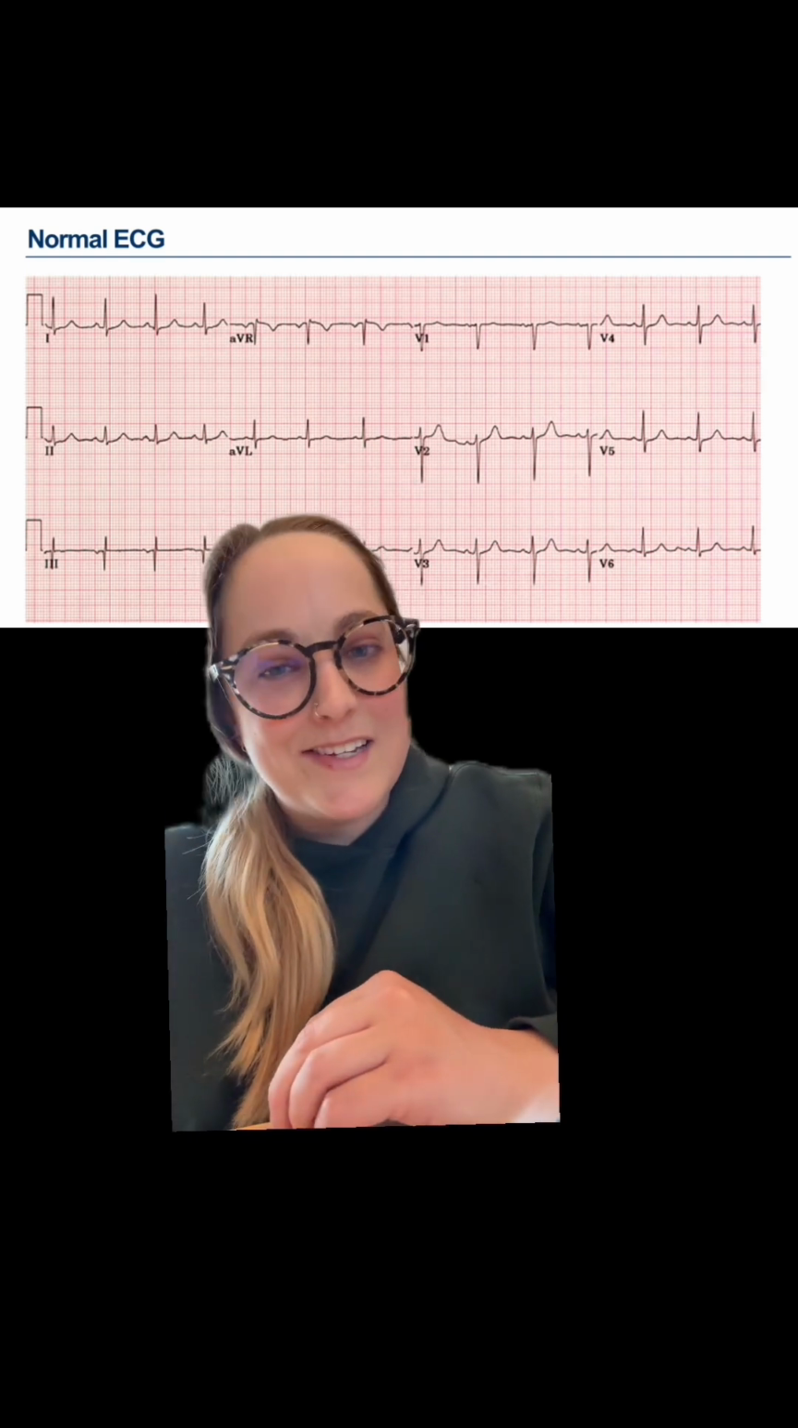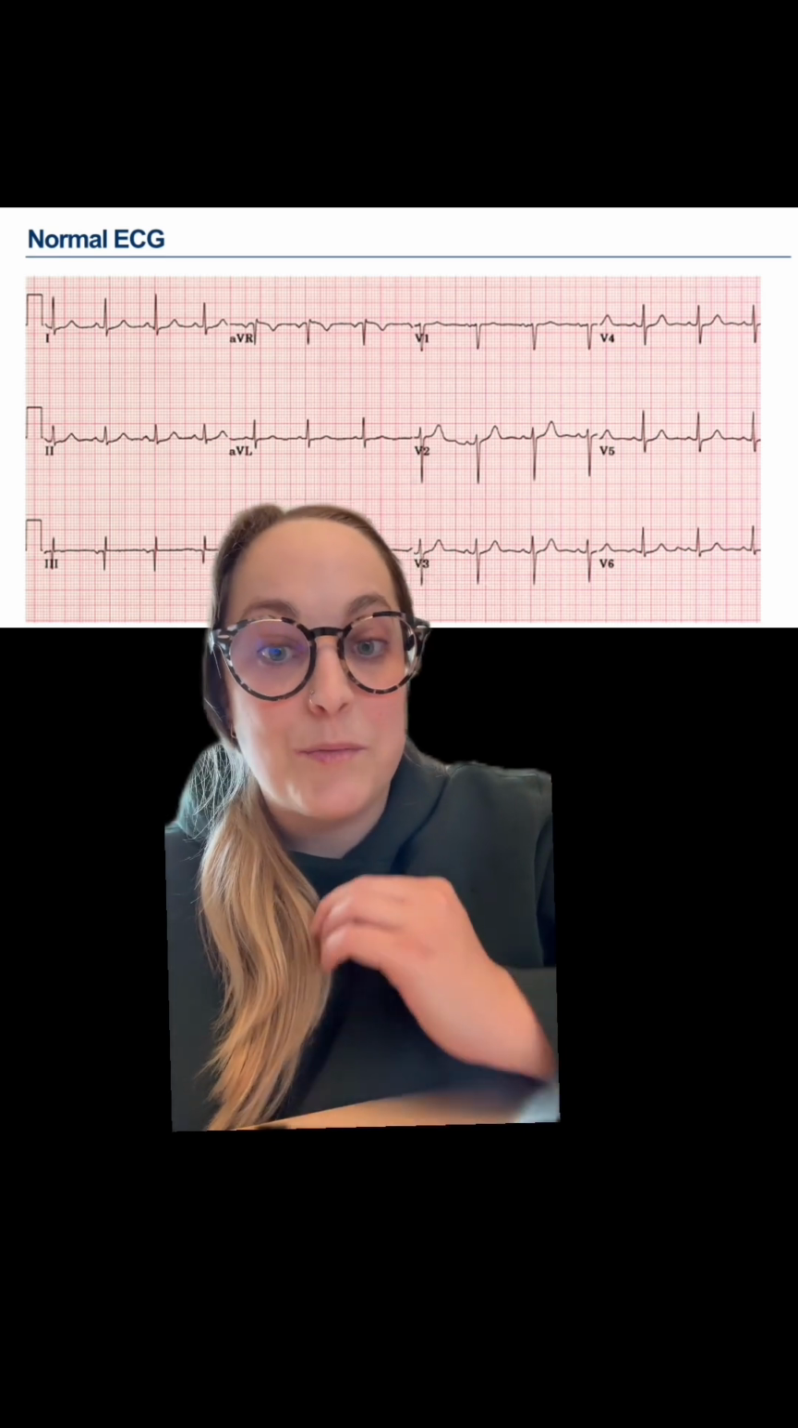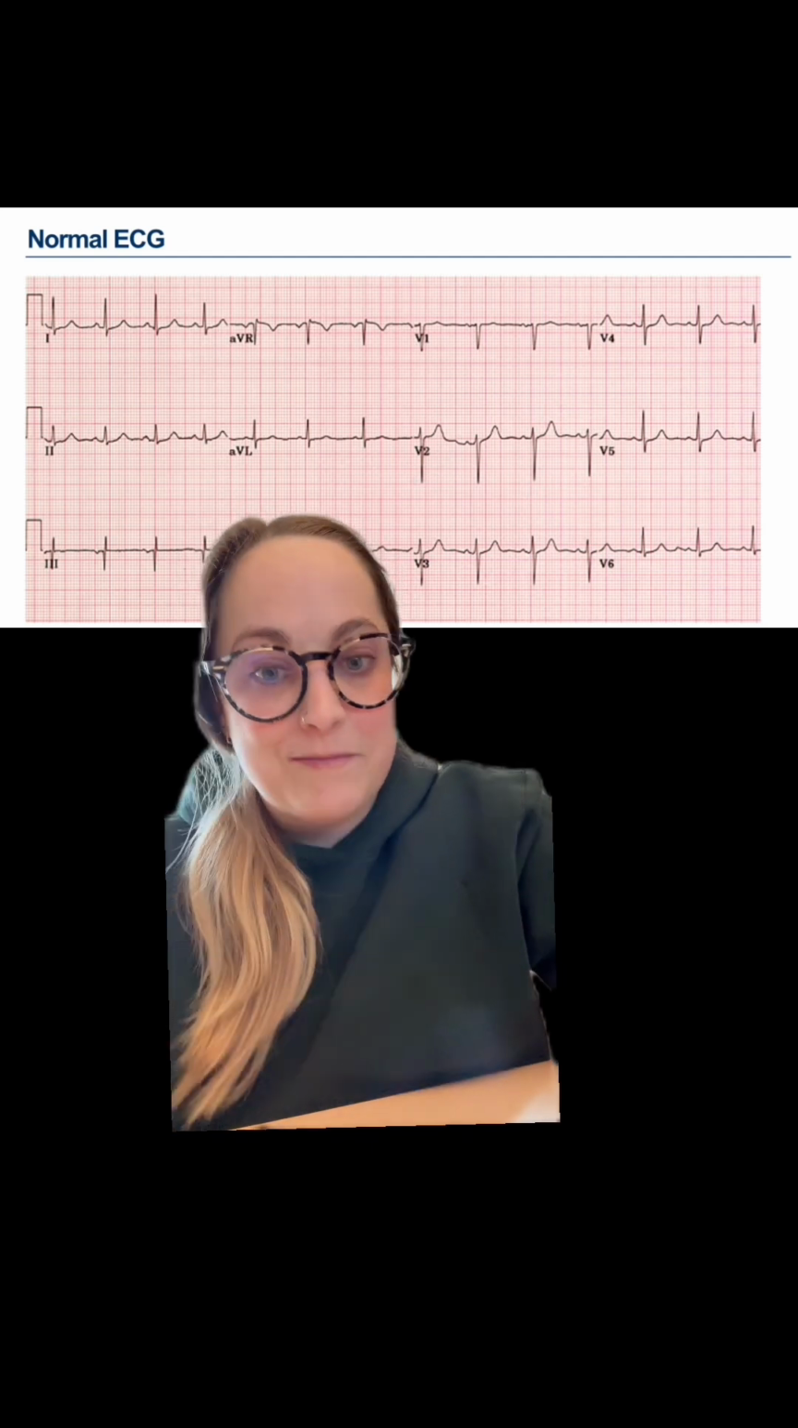Another thing that isn't necessarily applicable to everybody, but everybody should probably be aware of, is what a PEA arrest is, or pulseless electrical activity. Somebody who's experiencing a PEA arrest will have a normal rhythm on an EKG. They just won't have a pulse. This is why it's so important to always look at your patients.